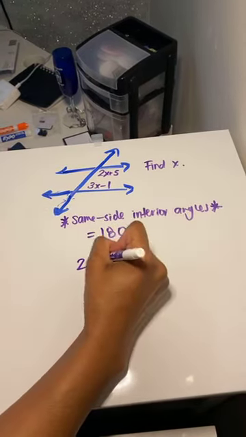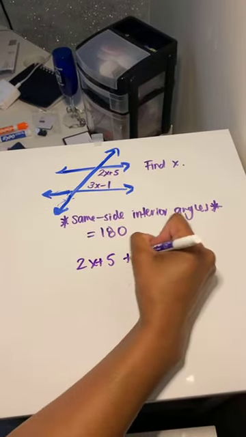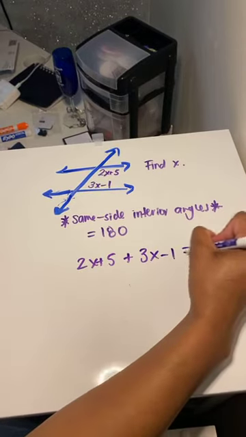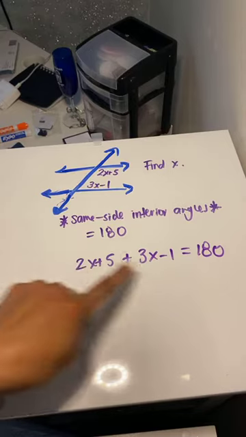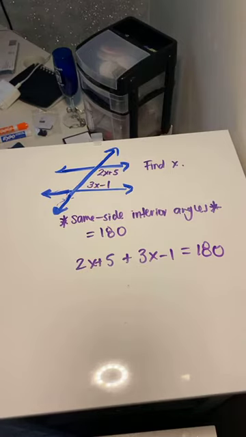So I got 2x plus 5 plus 3x minus 1 equals 180. Now what I won't do is put these in parentheses. It's not necessary for these problems. So for this one, don't worry about parentheses. Just leave it like this.